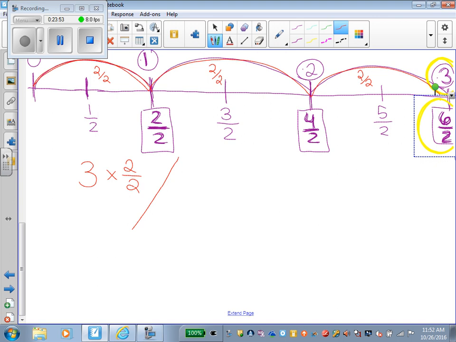What is my addition equation? Addition. Mia. 3 halves plus 3 halves? Is that what I modeled? 2 halves plus 2 halves. There you go. 2 halves plus 2 halves plus 2 halves. Mara.